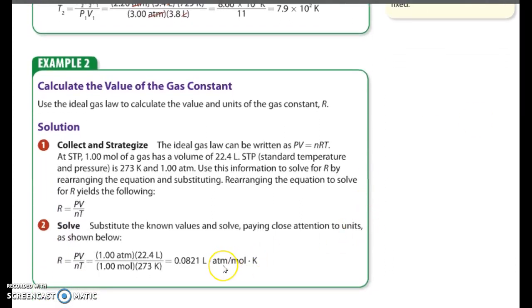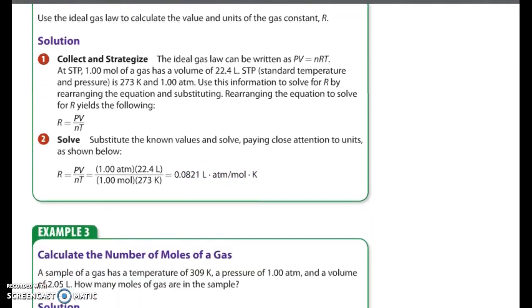Now, if you're using atms for your pressure instead of kilopascals, your R value is 0.0821 liters atms per mole Kelvin. All right.